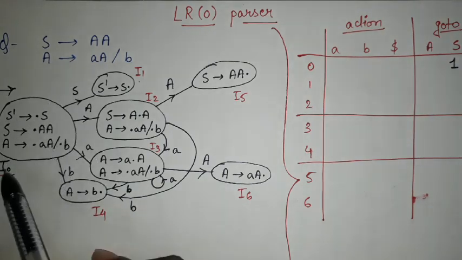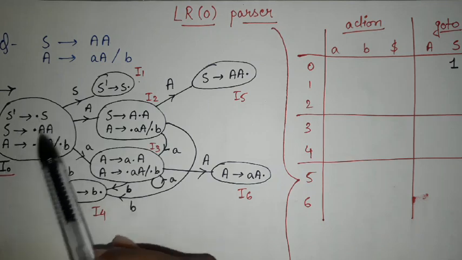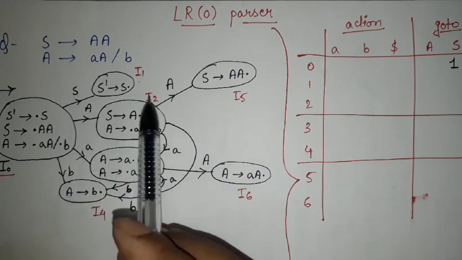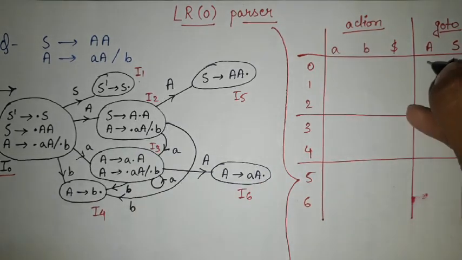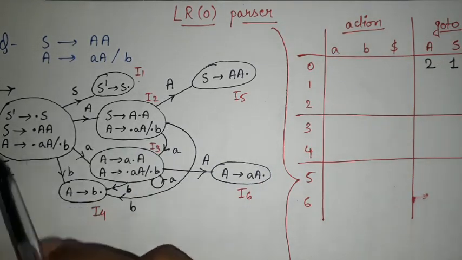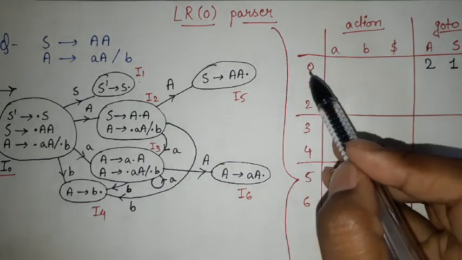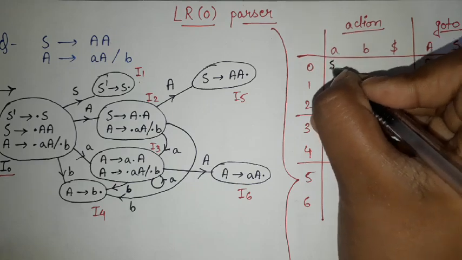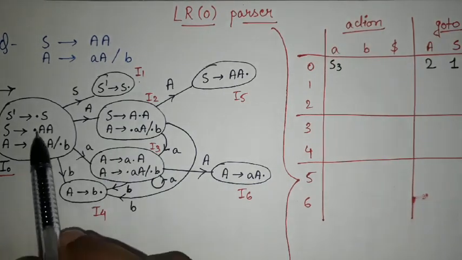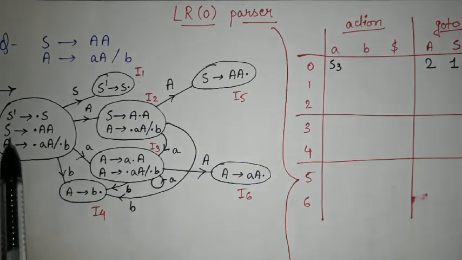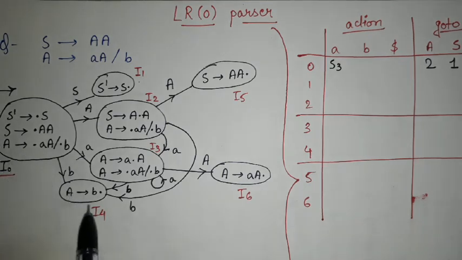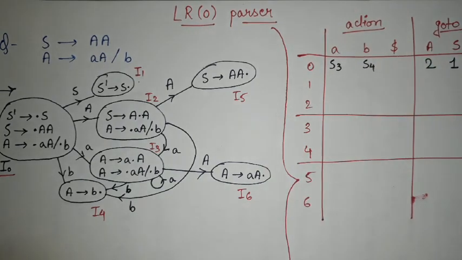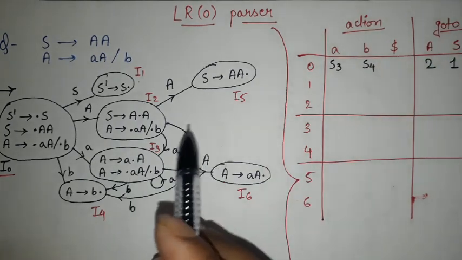Now second, from the state 0 on capital A, I am going to 2. From 0 on small a, 3. But here it is action part, shift move. So, I will write S3. From 0 on small b, we are reaching 4. Fine. This is how we will fill the table.